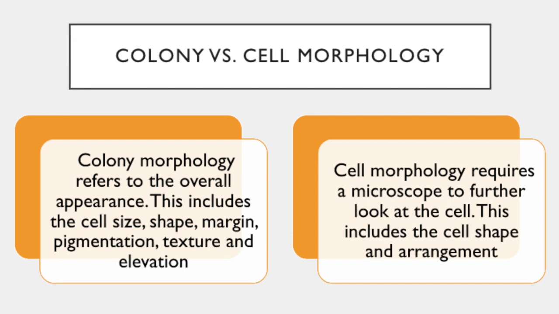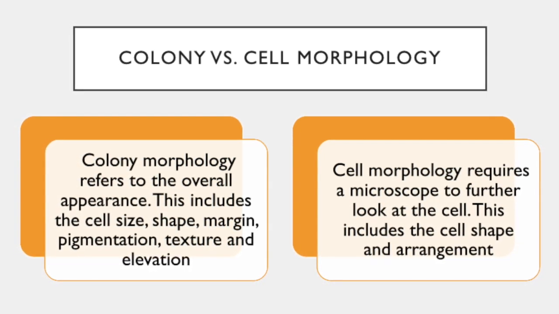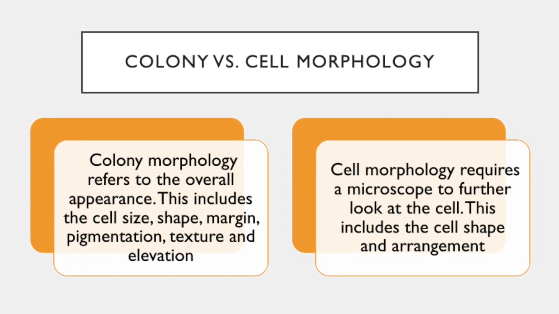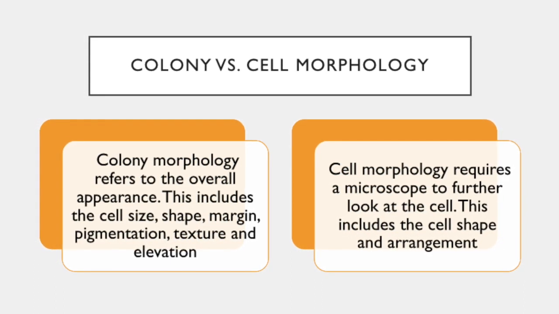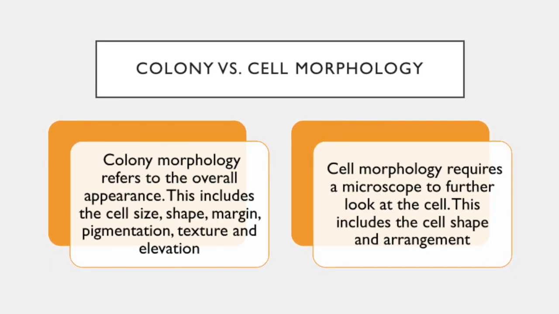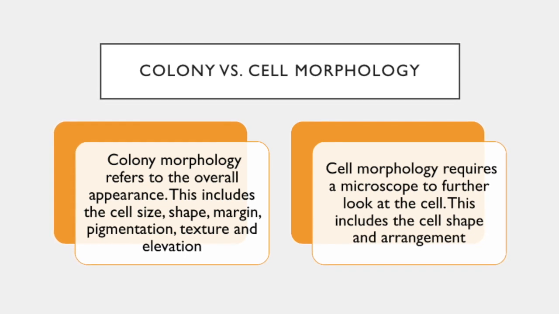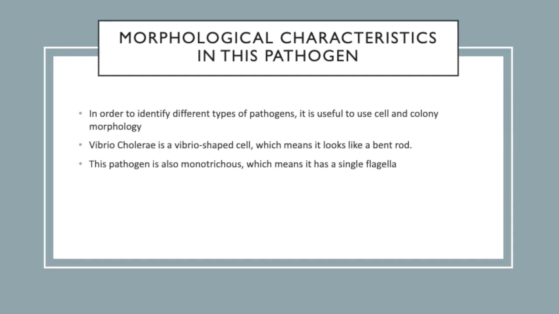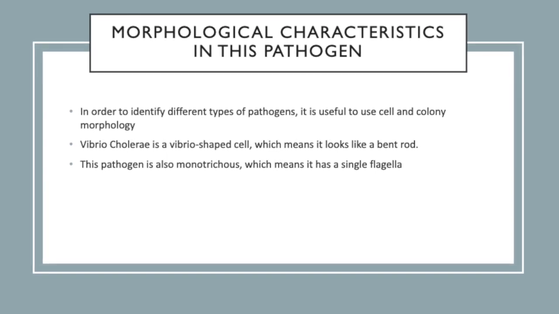What is the difference between colony morphology and cell morphology? So colony morphology refers to the overall appearance of a cell. So this includes the cell size, shape, margin, pigmentation, texture, and elevation. The cell morphology requires a microscope to further look at the cell. This includes the cell shape and the arrangement. In order to identify different types of pathogens, it is useful to use the cell and colony morphology.